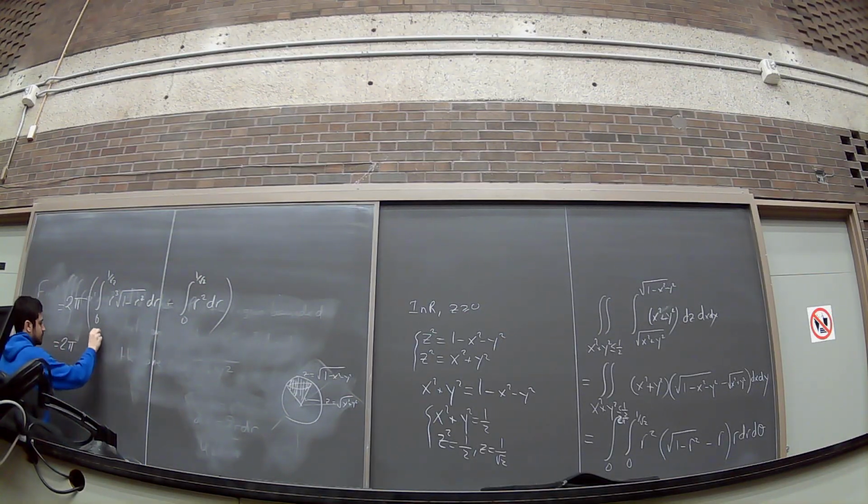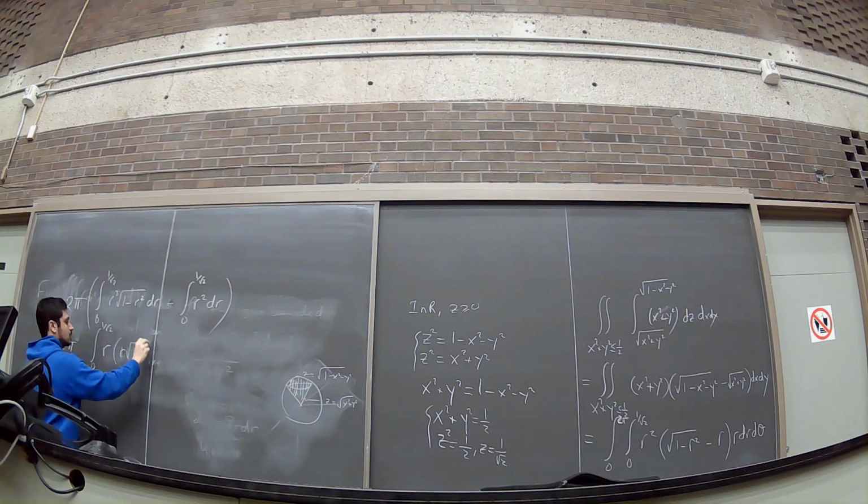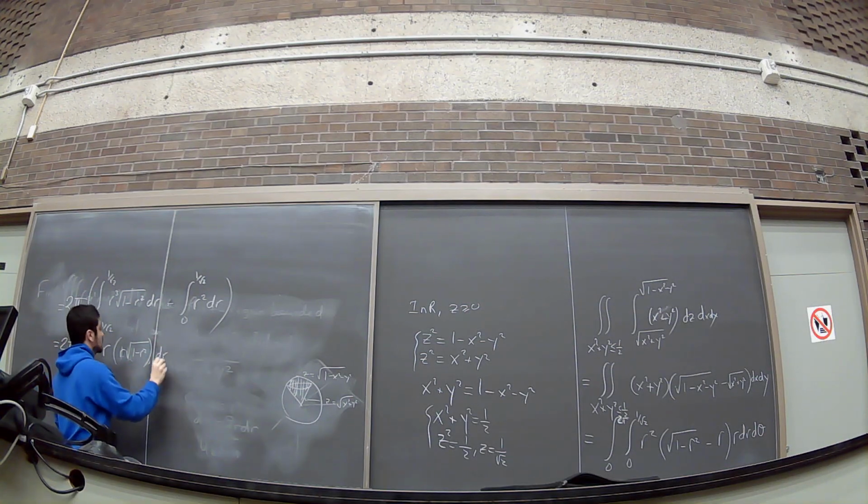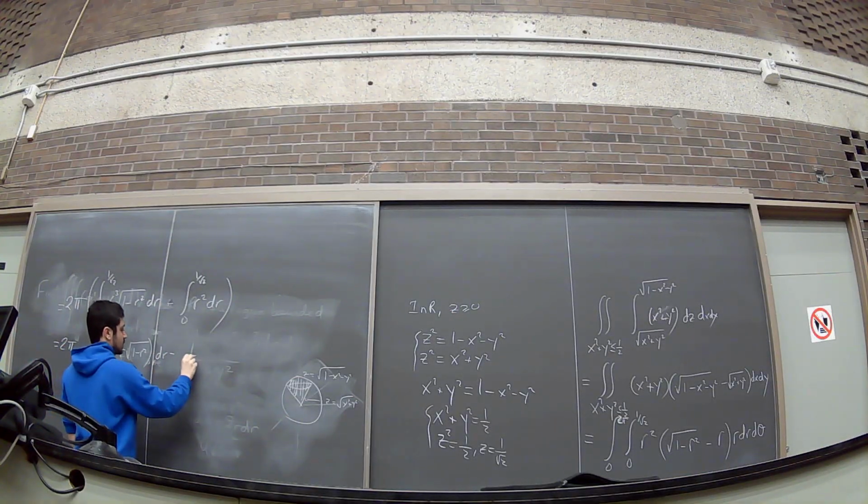It's 2 pi. 0, 1 over root 2. Okay, so let's do this. Should we do this in a nice way? I'll write this R. Minus, let's write this on here.